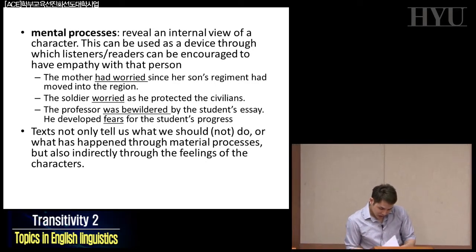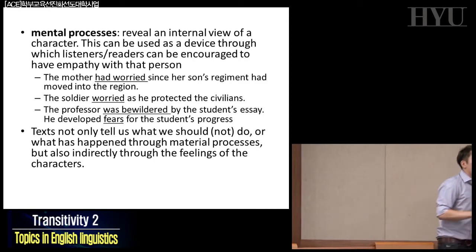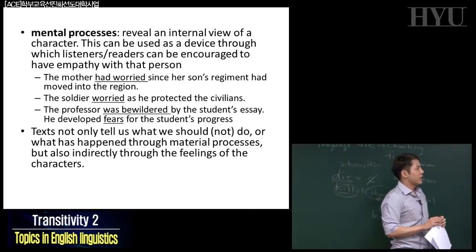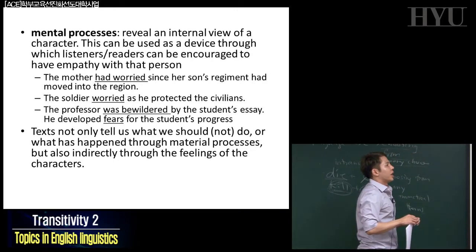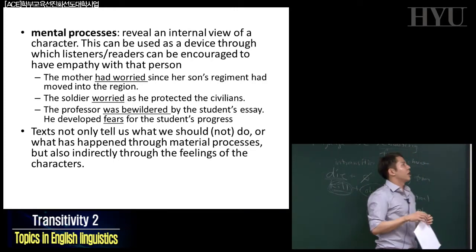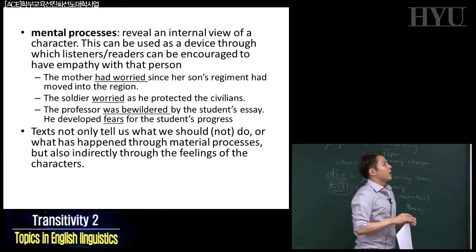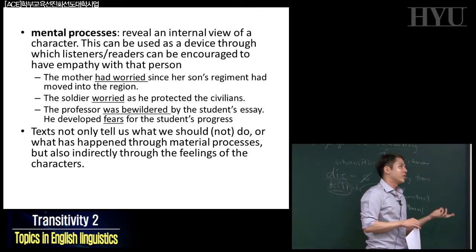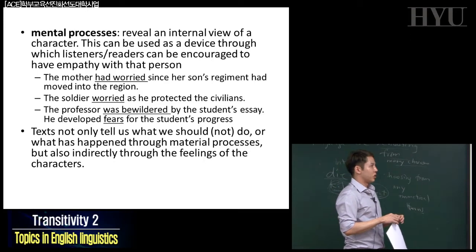Let's see. Next is the mental process. So what kind of interpretation can we do when we see a lot of mental processes? Mental processes can reveal an internal kind of cognitive state of a character. And this can be used as the device that the writer could encourage the speaker, the listener, or the reader to have sympathy and to have empathy with that person.